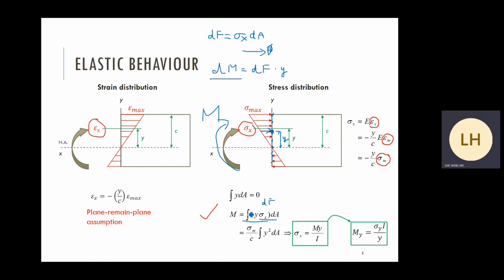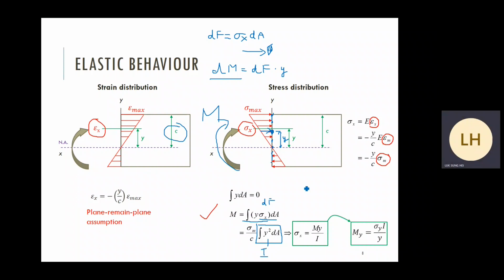And then slightly rearrange the equation. Replace sigma x using the maximum stress, sigma m over c. C is the distance between the neutral axis to the extreme fiber. And then we have one integral, y squared dA. What is this term? According to our theory, this is the so-called moment of inertia, I.